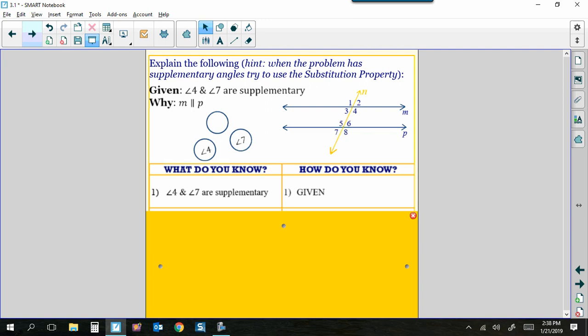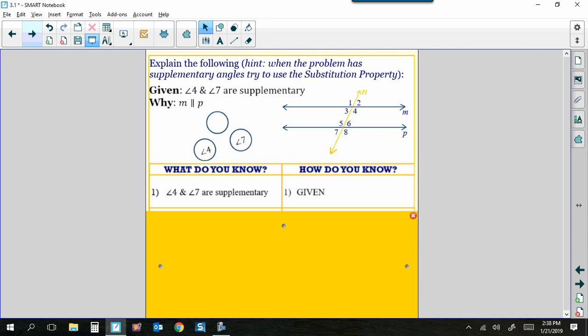Converse, wait, that's if you flip your if and your then. Correct. So if we can get congruent alternate interior angles through other means, we then have parallel lines. Or if I can prove that I have supplementary same-side interior angles through other means, we are then able to say the lines are parallel. That is the converse of those relationships.